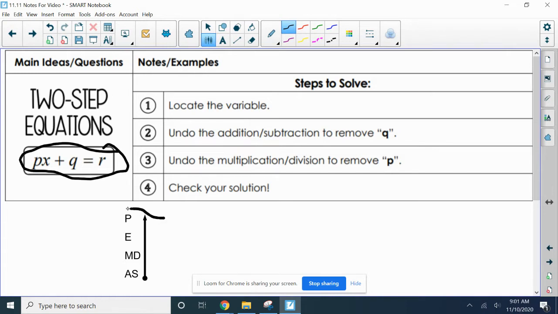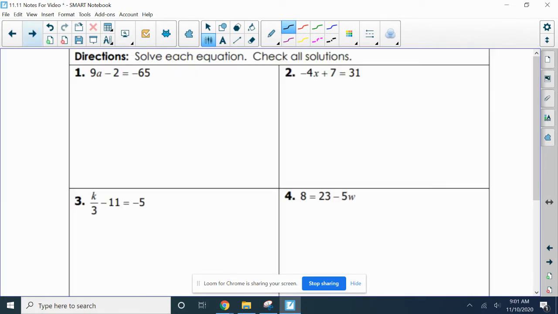And if you notice, I would add this into the side somewhere. This works the way it does because in two-step equations, you are working the order of operations backwards. So you would get rid of your addition and subtraction first because that's the bottom of your order of operations, and then you would get rid of your multiplication and division. So let's look at some examples.